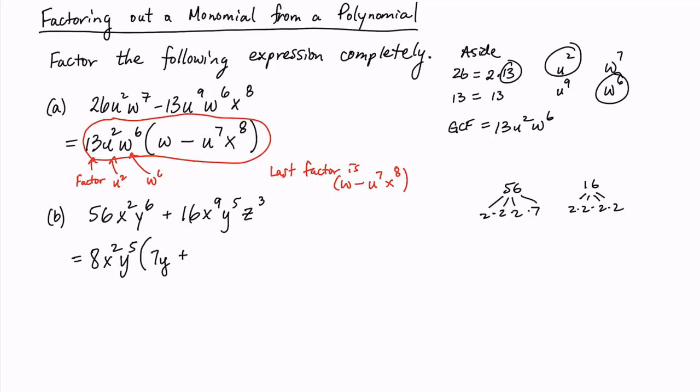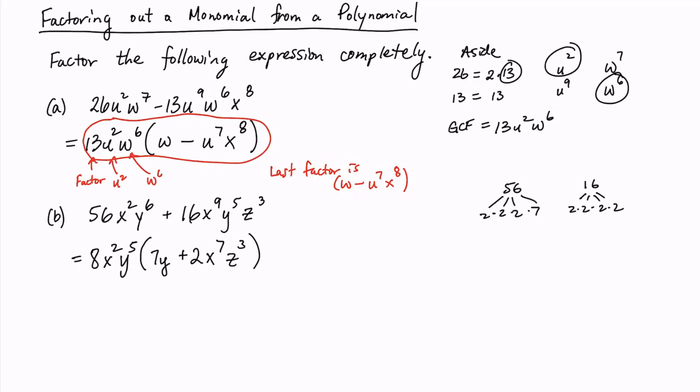Plus, what else? 2, obviously, because 8 times 2 gets you 16. And then what else do we need? We need x to the 7th. We got our y's taken care of, and we also need z to the 3rd. And that's it.